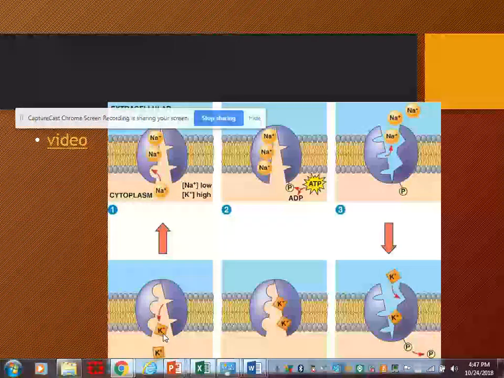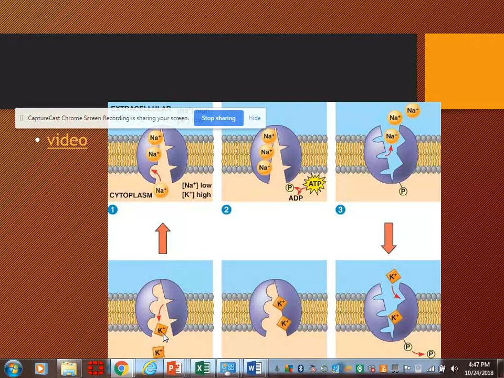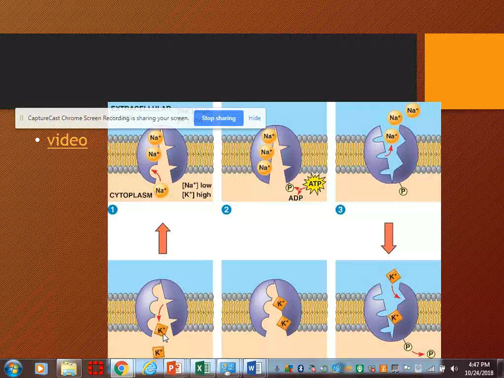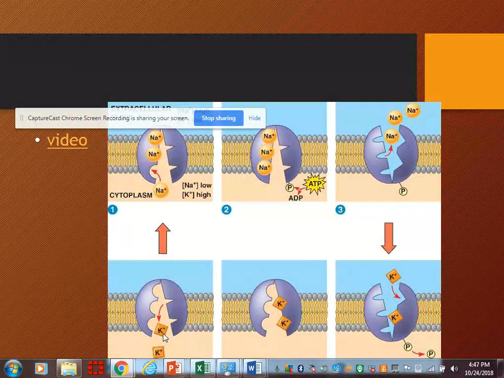The potassium is then going to move into the cell. So potassium is moving into the cell where it's higher concentrated, and sodium is moving to the outside of the cell where it is also higher concentration. Another reason for active transport: we're moving from low concentration to high concentration, and we're using ATP.